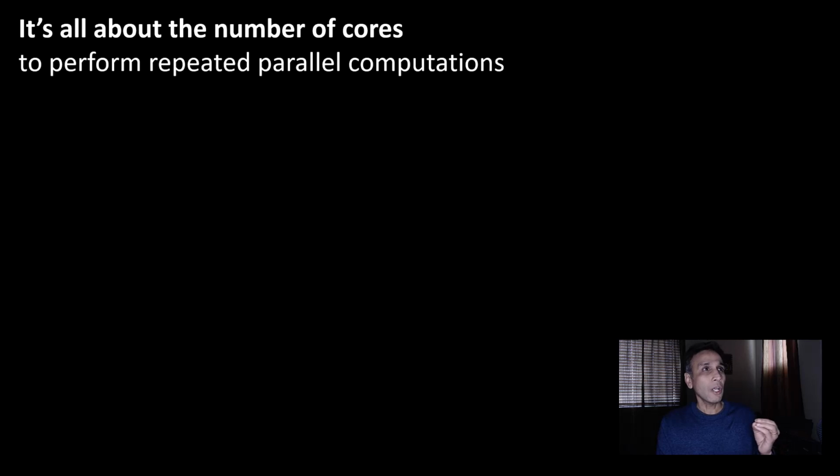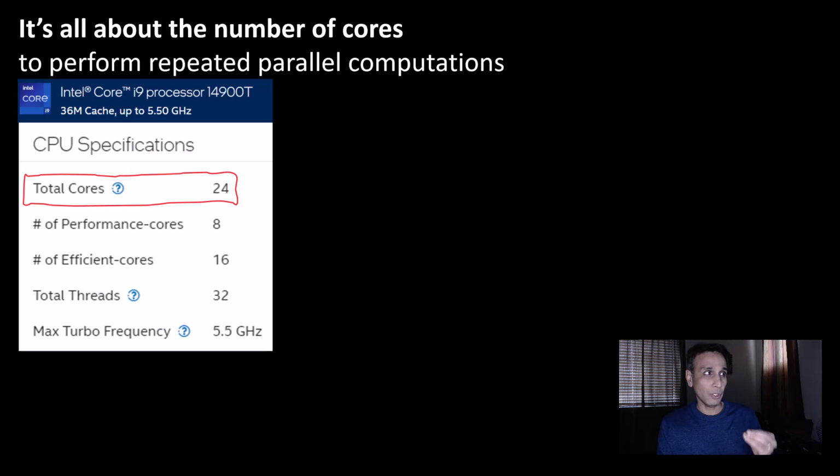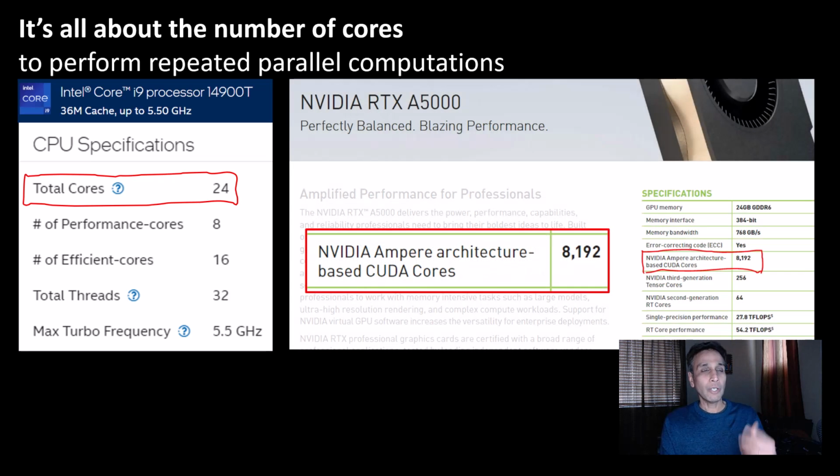Okay, now it's all about the number of cores to perform repeated parallel computation. So if you look at the specifications, in this case, the Intel i9 processor, this is the CPU I'm showing you, the total number of cores is 24 here. Now, if you look at NVIDIA RTX A5000, so this is not really high end, but at the same time, obviously not too cheap, somewhere in the middle. It offers us about 8,192 CUDA cores. So just imagine the sheer number of these tiny cores that are doing the same type of task.